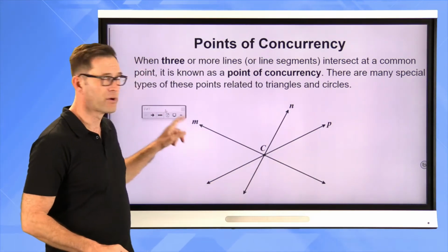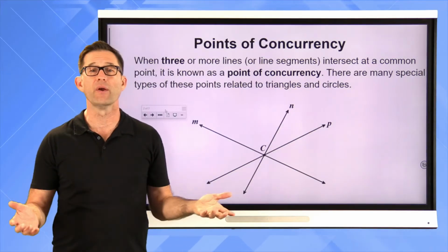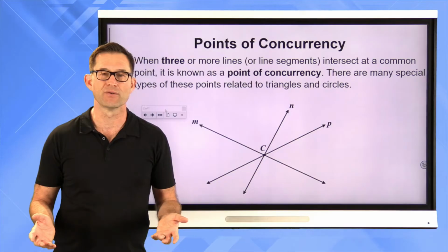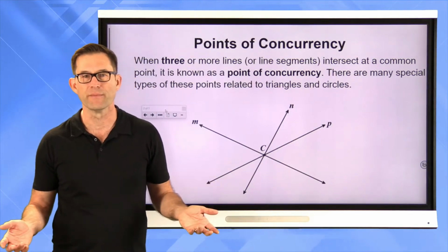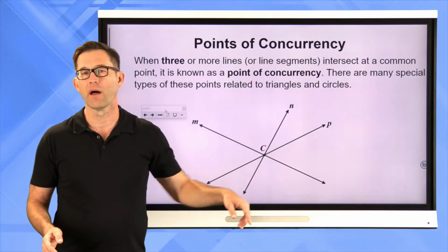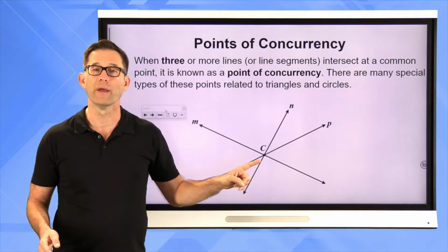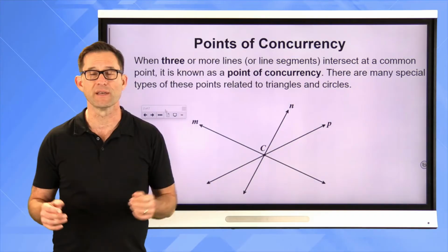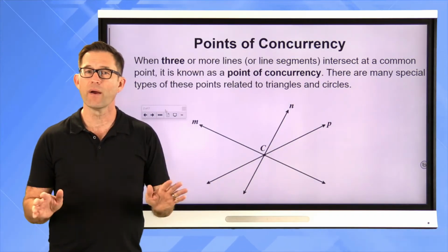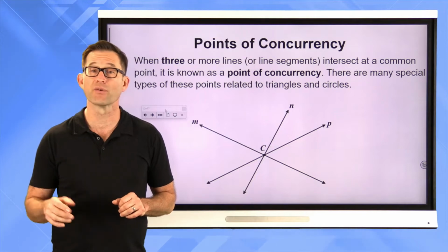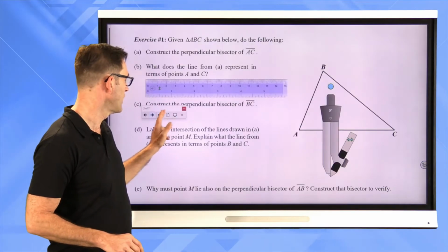Now, you might wonder why three or more lines, why not just two lines? Well, anytime two lines intersect, that's just an intersection point, all right? But if I've got three lines, in this case M, N, and P, that all share a common point, it's called a point of concurrency. And again, there are some very important points of concurrency when it comes to triangles. And we're going to see the first one in this particular lesson.